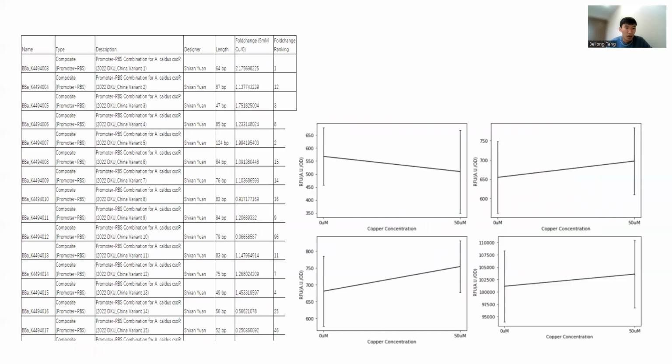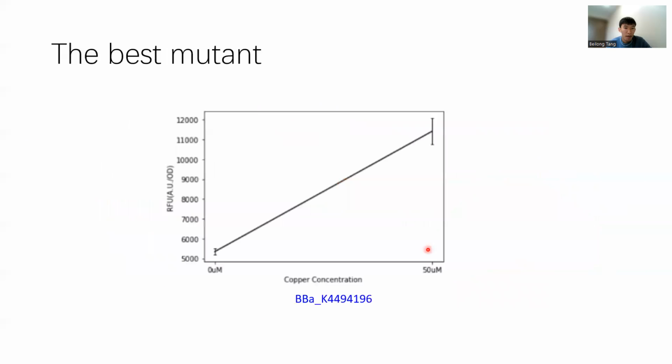We did a lot of testing. This is only a part of it, and we have their sensitivity according to the copper concentration, and we found our best mutant. If you guys have interest, you can go to our website to see the results.